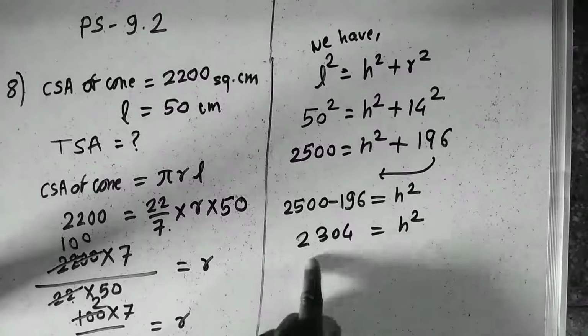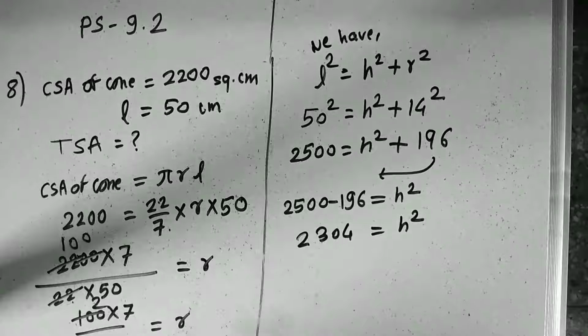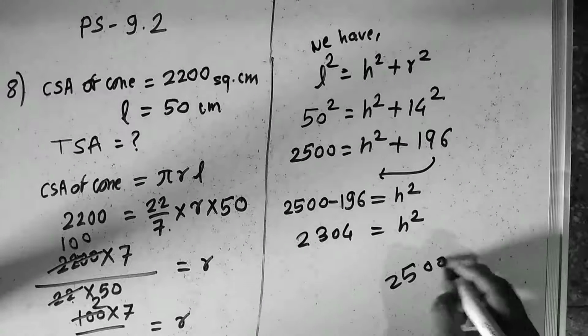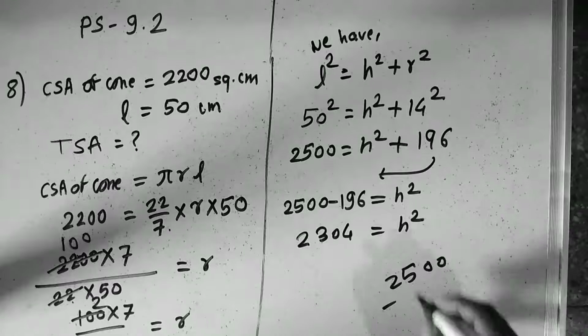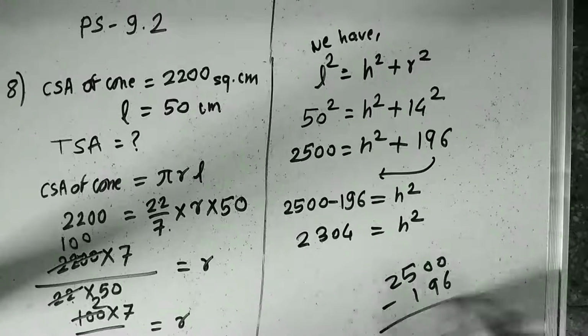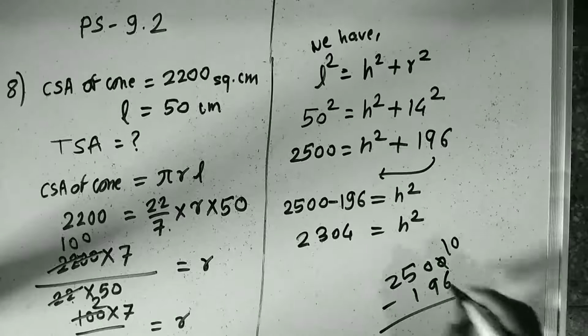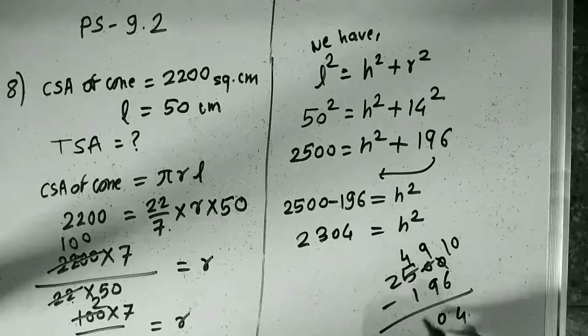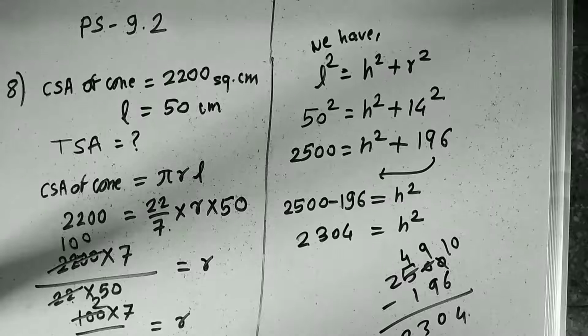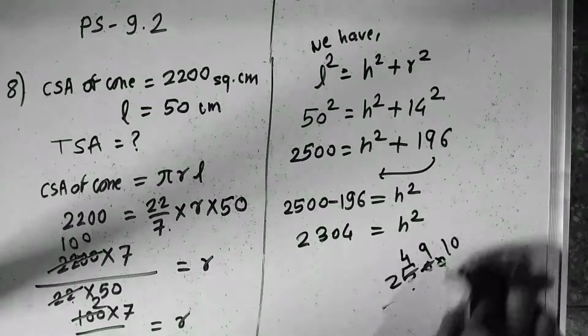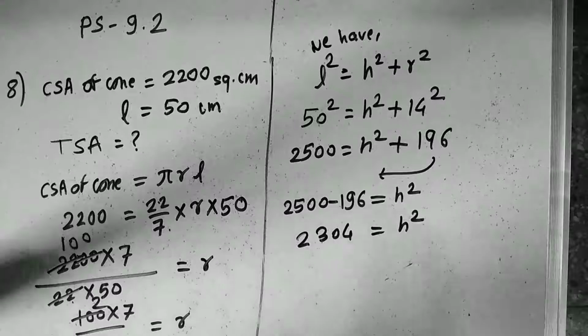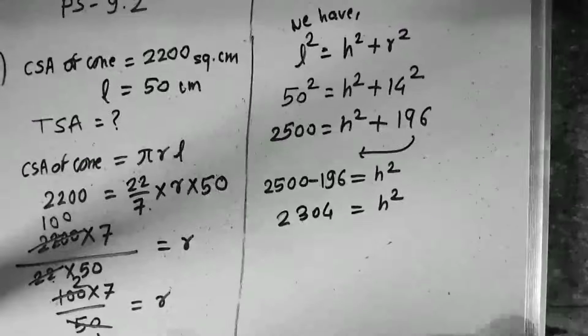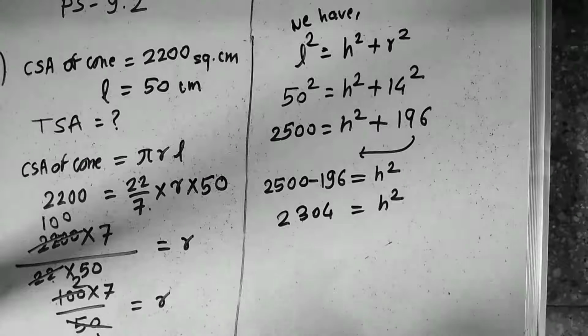So what is the square root of this? Say 2500 minus 196: while subtracting, 10 minus 6 is 4, 9 minus 9 is 0, then 4 minus 1 is 3, and 2. What is the square root of 2304? I don't know. If I don't know, then how to do it? You have already recited the squares, but I don't know it.